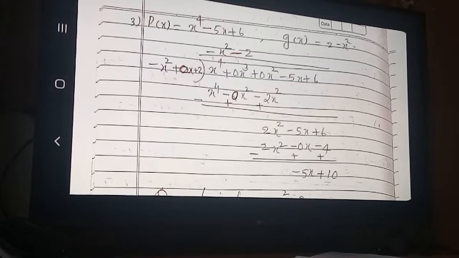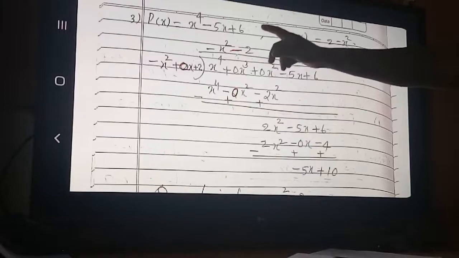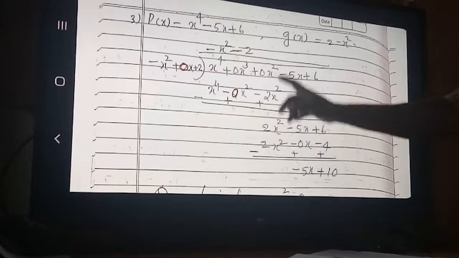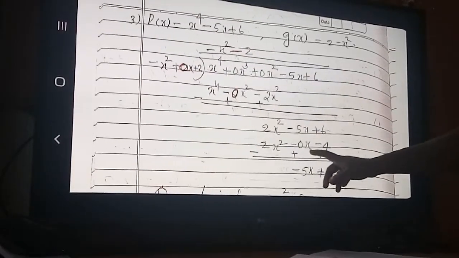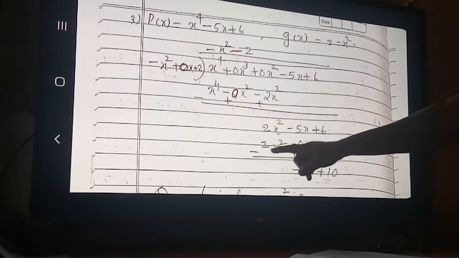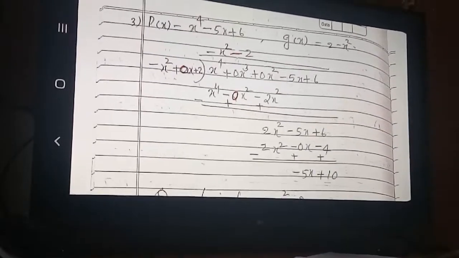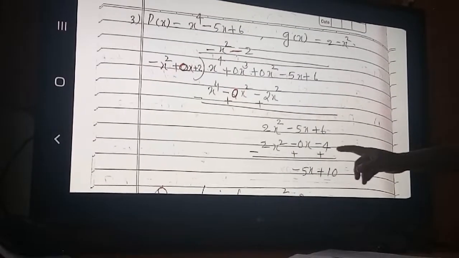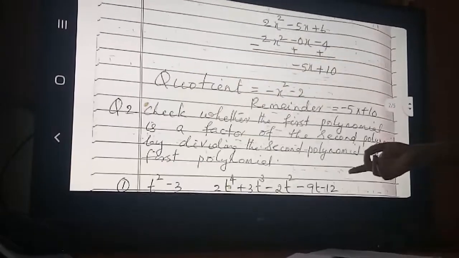Because here 3 terms. And now first term by first term, so what will come? 2x square by minus x square, what will come? Minus 2. So minus 2 I wrote here, minus 2x square, minus 2 into 0x, and minus 2 into 2, minus 4. Change the sign, here minus, here plus and here plus. So 2x square minus 2x square cancelled. Minus 5x plus 0 means minus 5x. 6 plus 4, 10. Okay, 6 plus 4 is 10.